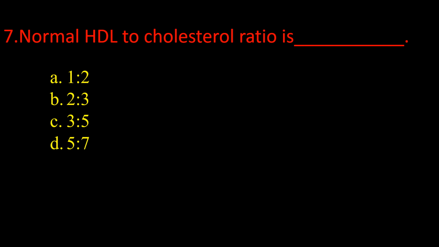The seventh one, normal HDL, high density lipoprotein to cholesterol ratio is dash. A. 1 raised to 2, B. 2 raised to 3, C. 3 raised to 5, D. 5 raised to 7. So here the answer is 3 raised to 5.